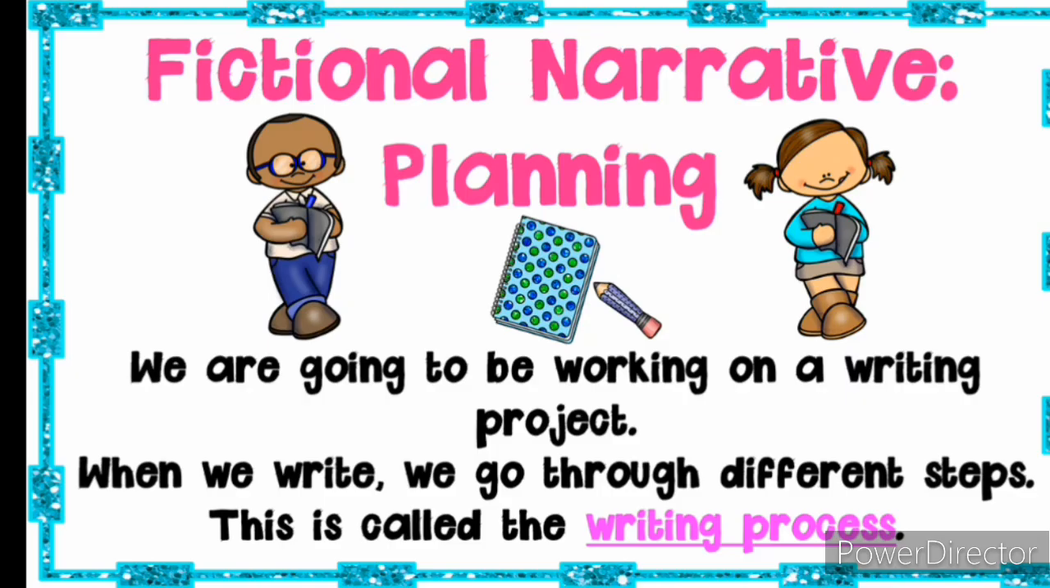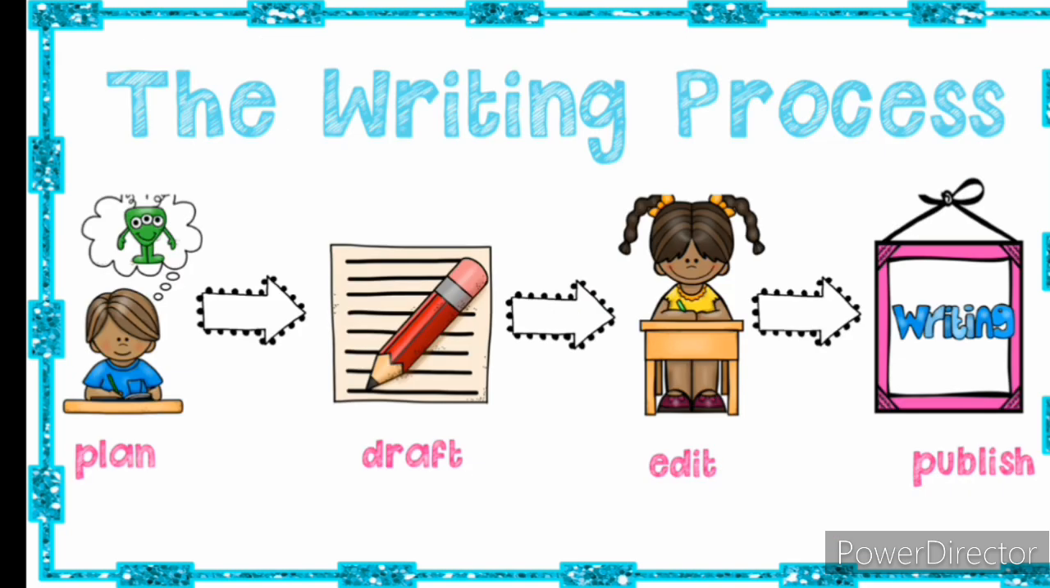Now, fictional narrative planning. We are going to be working on the writing project. When we write, we go through different steps. This is called the writing process. Now, let's look at the writing process. The first one on the process is plan. The second is draft. The third is edit. And the last is writing.